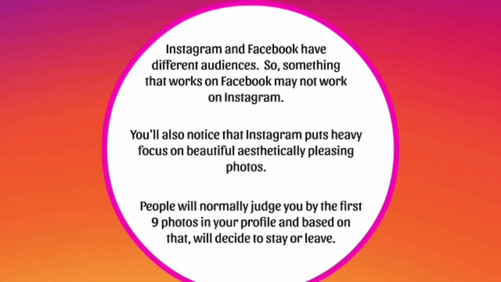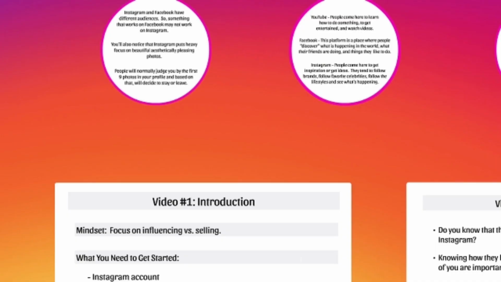When people go to your Instagram profile, they're going to see a few images. And people will normally judge you based on the first 9 photos in your profile. Based on that, they will decide to stay or they will decide to leave. So you've got to make sure that you choose your best 9 photos up front. So when somebody comes to your Instagram profile, they see the best of the best, right?